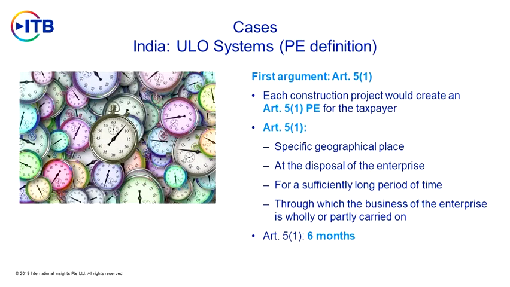The first argument was that each construction project caused the taxpayer to have a PE in India under Article 5.1. Each construction project was located at a specific place. That place would satisfy all of the conditions for Article 5.1 to apply. A specific geographical place, which is at the disposal of the enterprise for a sufficiently long period of time, and through which the business of the enterprise is wholly or partly carried on. In regard to the time condition, as you know, the OECD commentary indicates that 6 months would generally be long enough.